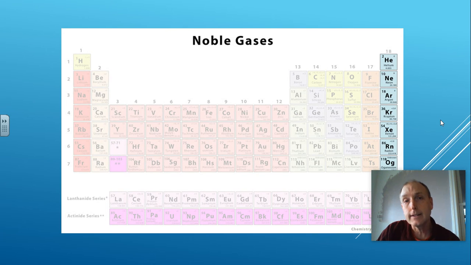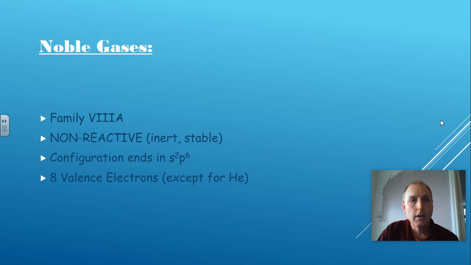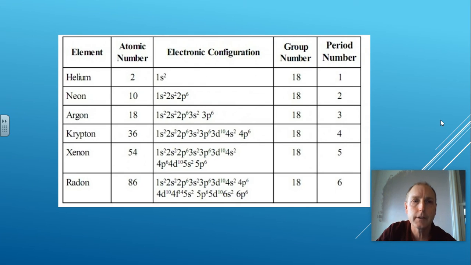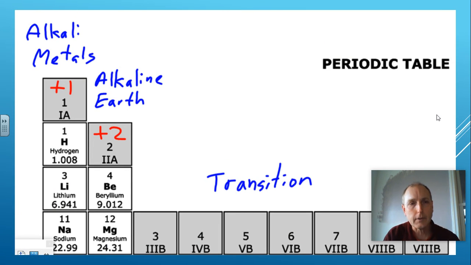Finally, we get to the noble gases in 18 or 8A. We know they're non-reactive. Another word for non-reactive would be inert or stable. So they don't react because they're already stable the way they are. They end in S2 and P6, which means 8 valence electrons, except for helium, which we know only has 2 electrons total. So after we ignore helium, neon ends in something S2 and something P6, argon, S2, P6, and so forth. So 8 valence electrons.